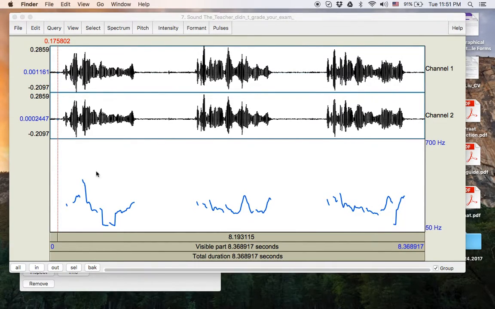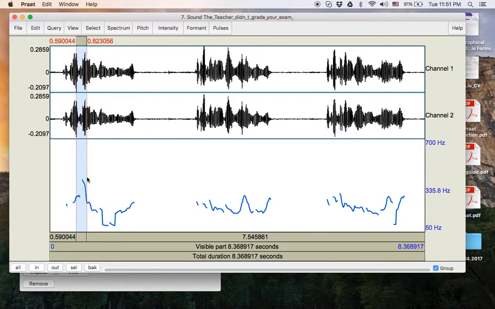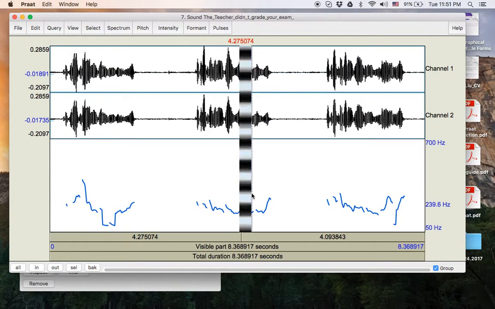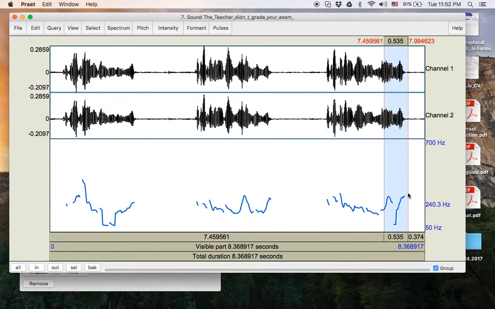So in the first sentence, clearly teacher is stressed. So we can see that the pitch level of teacher is very high right here. Teacher. And in the second sentence, your is stressed. So your exam. Your is the peak of the pitch track. And in the last sentence, exam is the stressed word. So exam has a very high pitch level. Exam.